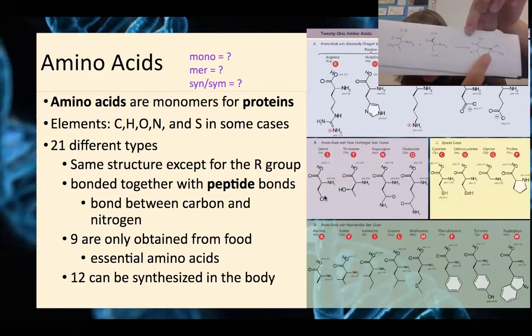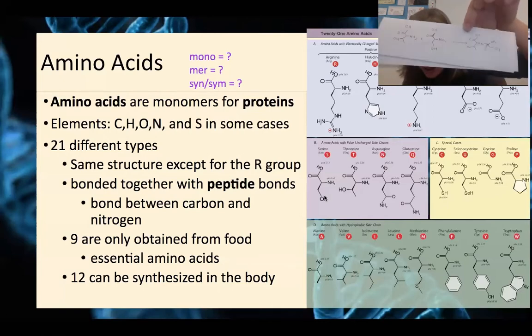We still have our double bonded oxygen. We still have our amino group. We still have our R group. But when we pulled this off, the carbon was open and it could bond to this nitrogen. This is what we call a peptide bond. A carbon-nitrogen bond is a peptide bond.